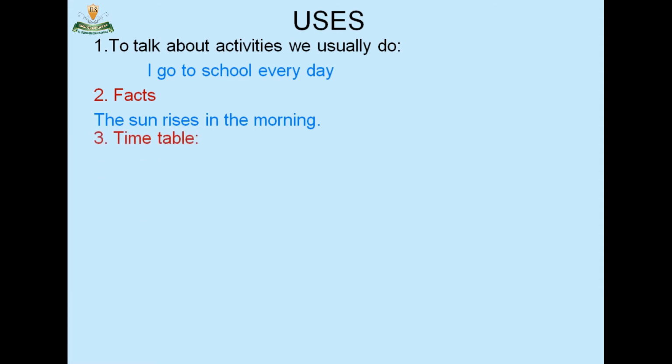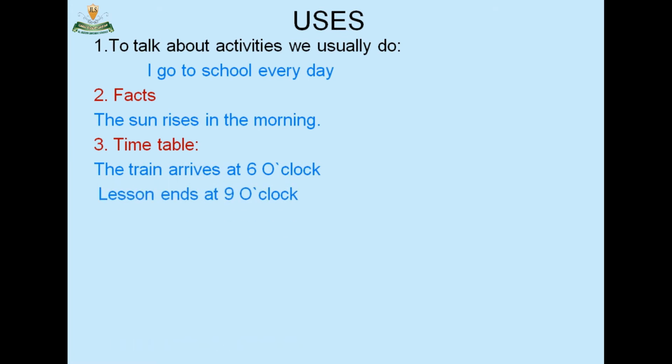As for the third use, it's for timetables. A timetable means things that have a fixed time. The train arrives at 6 o'clock. The train, of course, has a fixed time. The lesson ends at 9 o'clock. The film starts at 3 o'clock. The match ends at 9 o'clock. These are all timetables, things that have a fixed time.